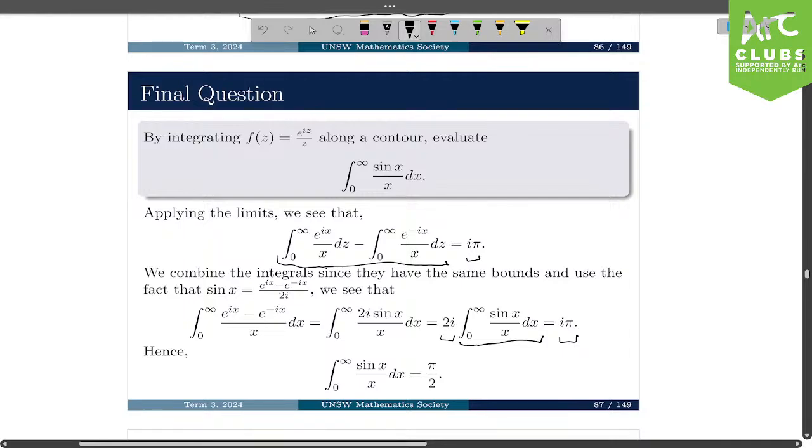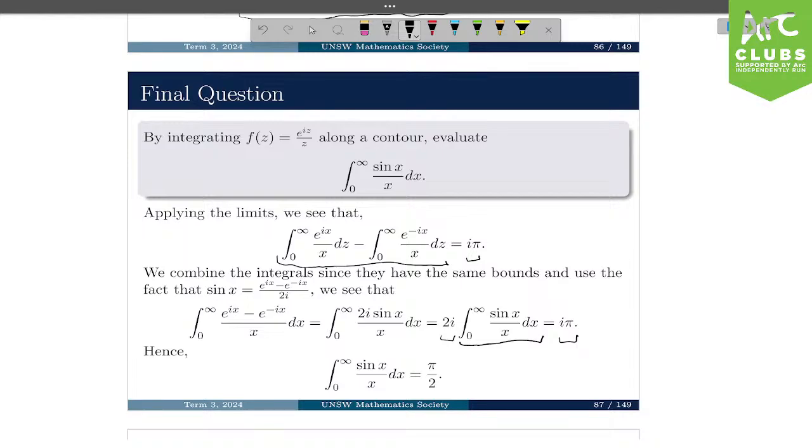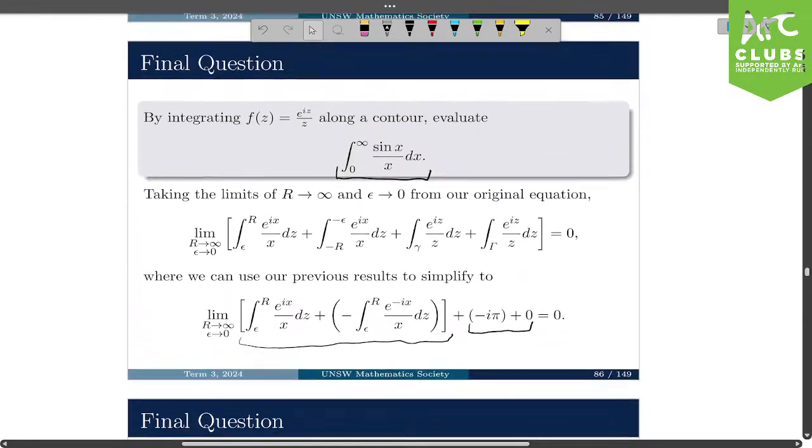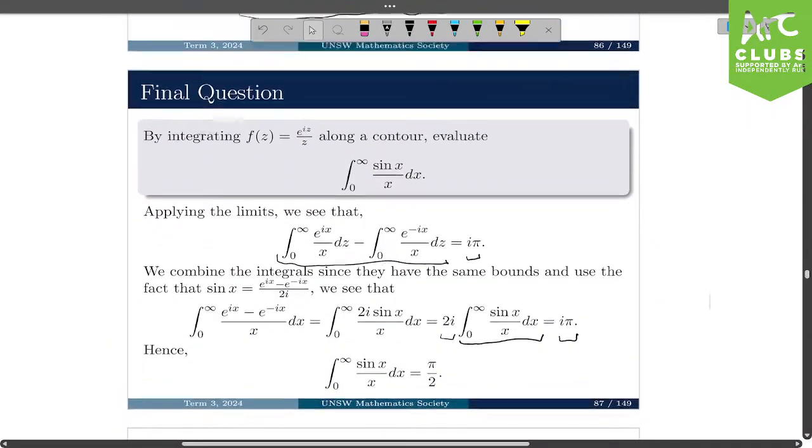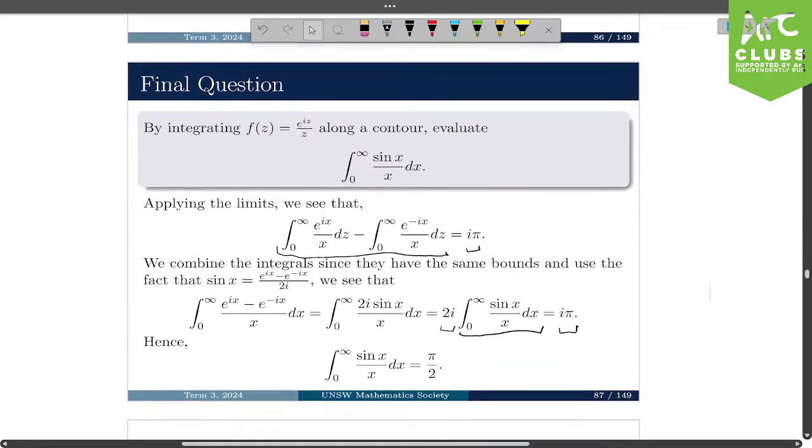Quite a long question, and it required us to apply everything that we needed, but I hope it's a good example of the type of things that we might have to do in the exam.